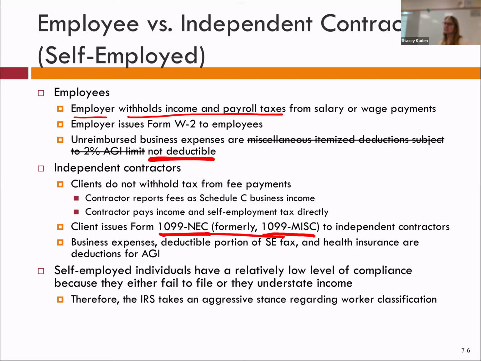If you're a business, how do you want everybody classified? Independent contractor. Why? Two reasons. You don't have to withhold or pay payroll tax. You don't have to pay your share of payroll taxes. They're responsible for all of it. And you kind of alluded to the other part of it. The record keeping is much easier.